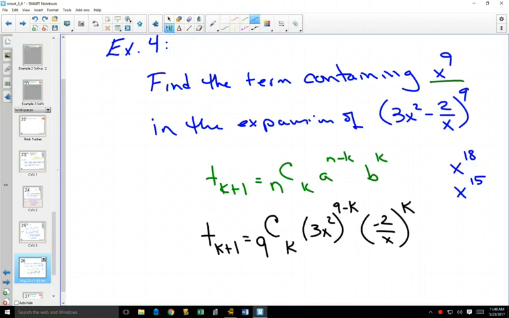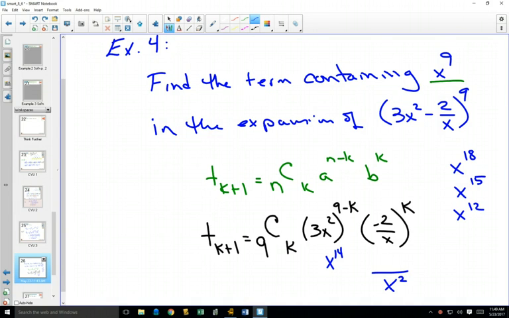If we did our third term, then k would be 2. There would be x to the 14 here. If k is 2, you would have 2 x's on the bottom there. If you simplify that, you would get x to the 12.